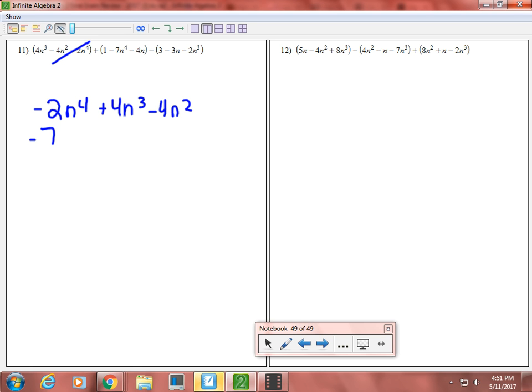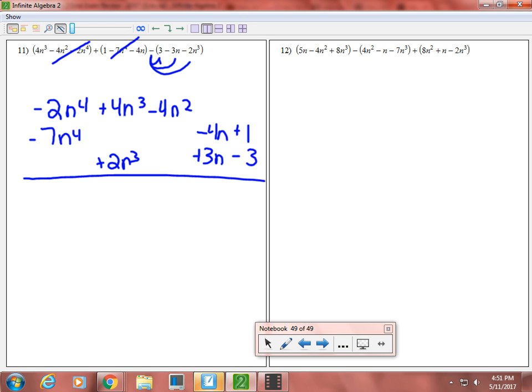I have negative 7n to the fourth, nothing to the third. I have a negative 4n and a plus 1. Got rid of that one. This negative sign has to distribute to all of those. So this is going to be a negative 3, a positive 3n, and that's going to be a positive 2n to the third. Now that they're stacked, you can put them together really easily.